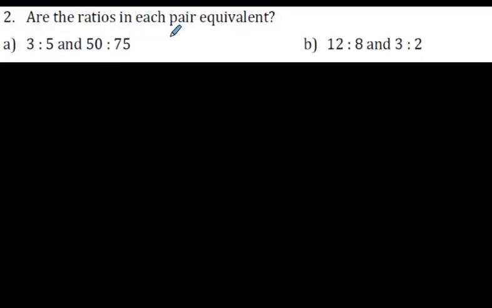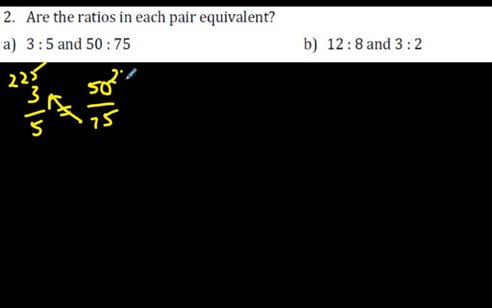And that's what these questions here are asking. Are the ratios in each pair equivalent? The quickest way that I like to do it is just write it as a fraction. I'm going to put an equal sign even though they may not be equal. I'm just writing it for now. 50 over 75. And if we were to multiply this times that, we would get 75 times 3 is 225. And 50 times 5 is 250. These are not proportionate. These ratios are not equivalent.